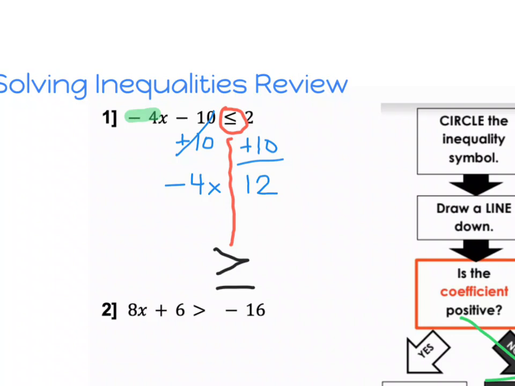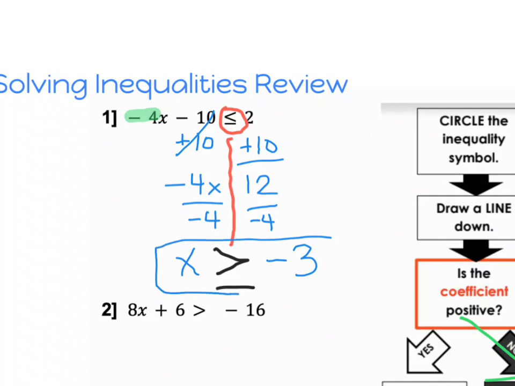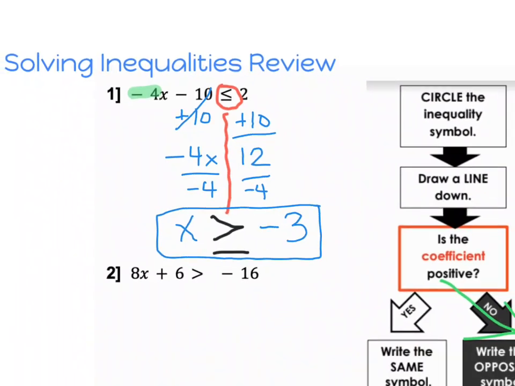So now I need to divide, since negative 4 is being multiplied by x. I do the opposite and divide both sides by negative 4. A negative divided by a negative would be positive, so on the left I get my x just like I wanted. A positive divided by a negative is negative, and 12 divided by 4 is 3. So x should be greater than or equal to negative 3. I already took care of that symbol at the beginning, so I know it's correct.